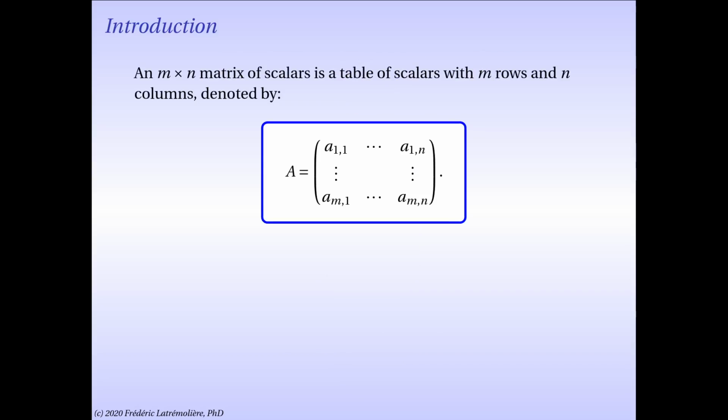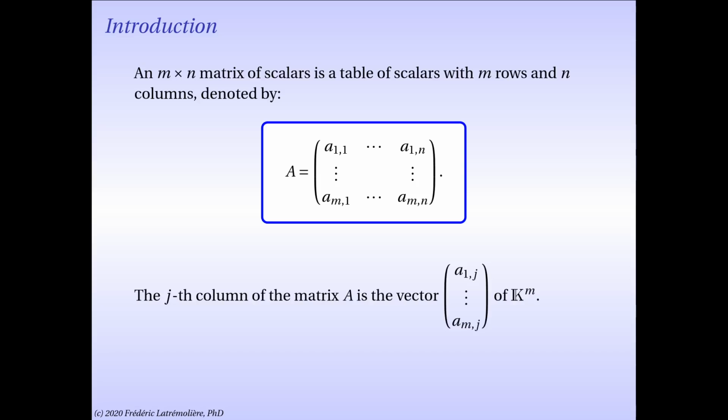An m by n matrix is a table of scalars with m rows and n columns for some non-zero natural numbers n and m fixed throughout this lecture. We index the cells of the table first by their row position, then by their column position. We also regard an m by n matrix as a family of n vectors in k to the m listed as the columns of the matrix. The jth column of A thus consists of the m tuple formed by the entries on the jth column of the table for j any integer between 1 and n.